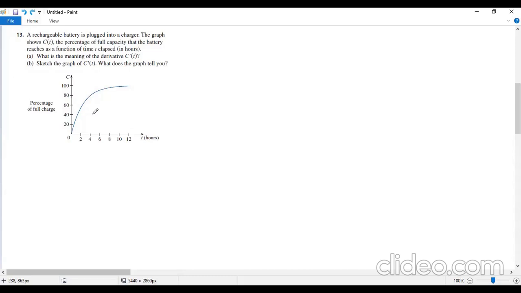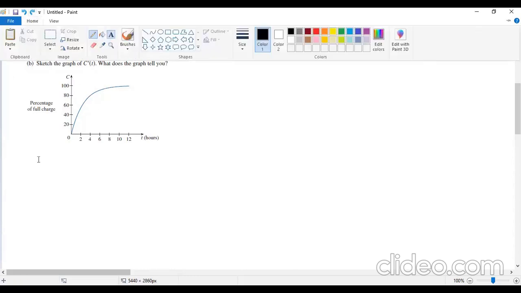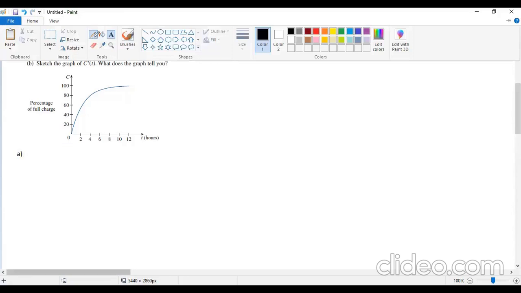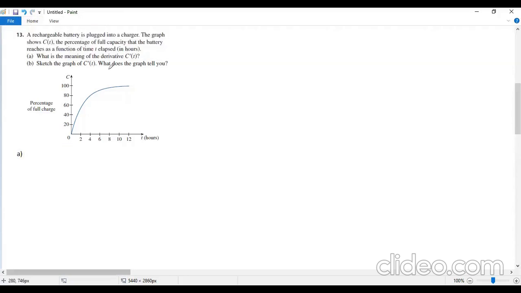So we'll essentially tackle A first. And for part A, well, what does the meaning of the derivative C prime of t tell you in the context of percentage and hours, right? Of course, we're recalling that the derivative means the slope of the tangent line at a particular point, that's just the instantaneous rate of change. So if I were to pick a point here at, let's say, 4 and then draw a tangent line at that point, this is the slope, right?